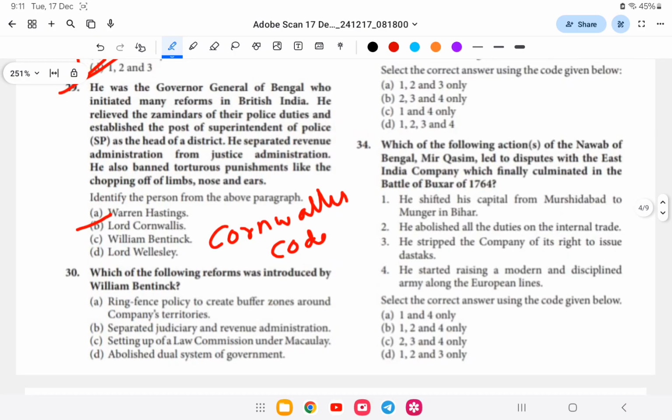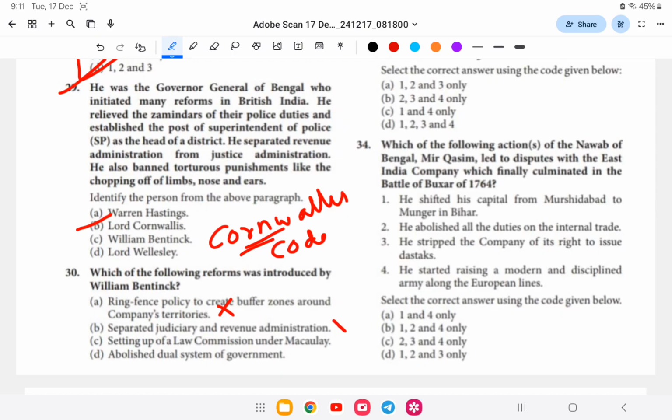Question number 30. Which of the following reforms was introduced by William Bentinck? Number 1, ring fence to create buffer zones around the company's territory. This is not William Bentinck, it was by Warren Hastings. So wrong. Number B, separate the judiciary from revenue administration. It is not William Bentinck, it is Lord Cornwallis.